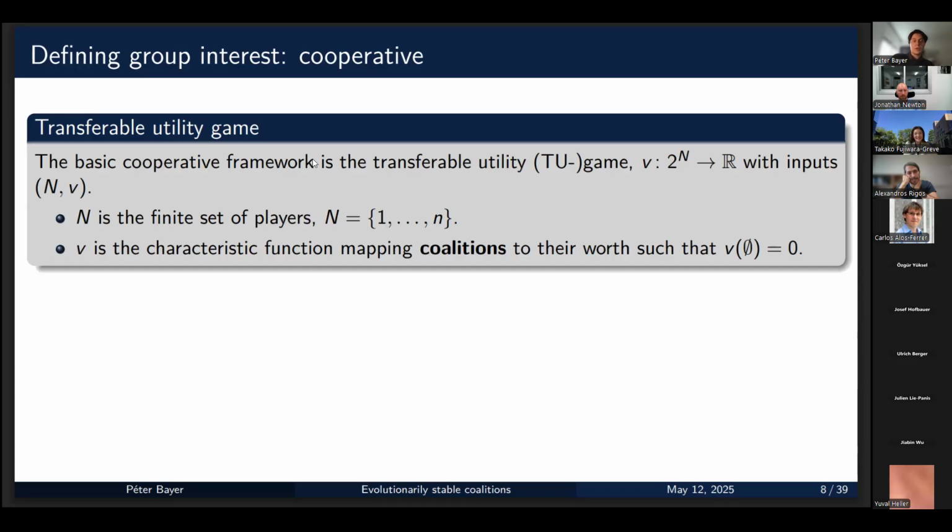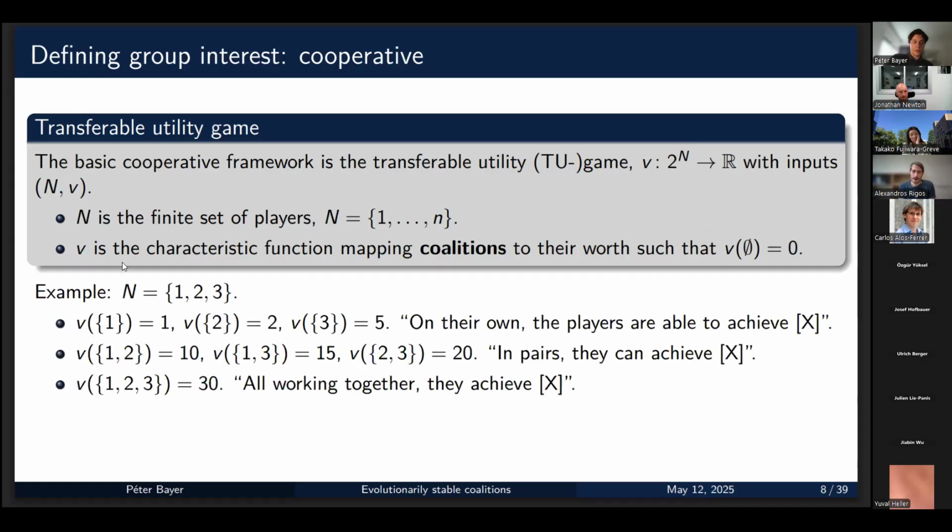Maybe you do too. I have a transferable utility game characterized by some function v that maps from all subsets of the player sets into the real numbers. And in this framework, v just tells me how much each of the coalitions is worth. Okay, it's not saying anything yet about how the coalitions are supposed to divide those values. It's just saying how much they are worth together.